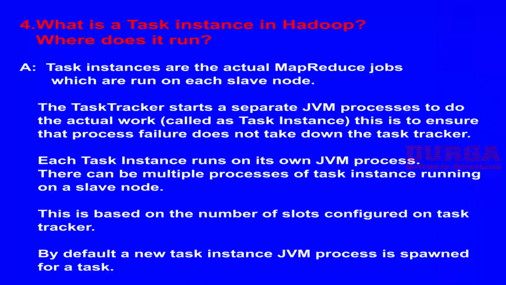What is the task instance in Hadoop? Where does it run? Task instances are the actual MapReduce jobs which are run on each slave node. The TaskTracker starts a separate JVM process to do the actual work. This is to ensure that process failure does not take down the TaskTracker. Each task instance runs on its own JVM process. There can be multiple task instance processes running on a slave node, based on the number of slots configured on the TaskTracker. By default, a new task instance JVM process is spawned for a task.